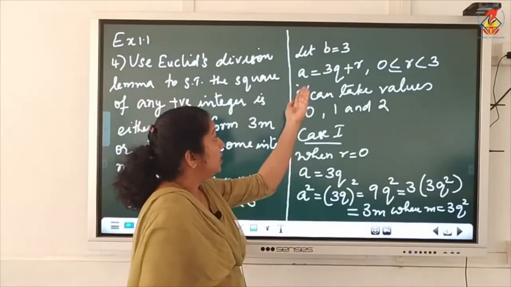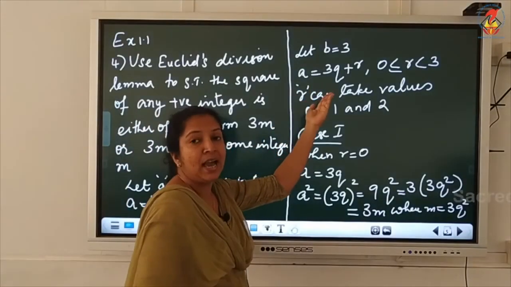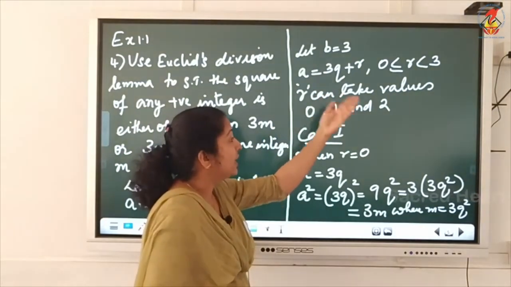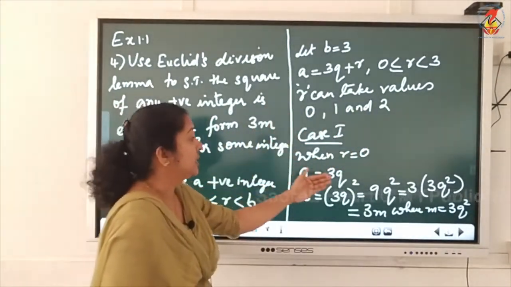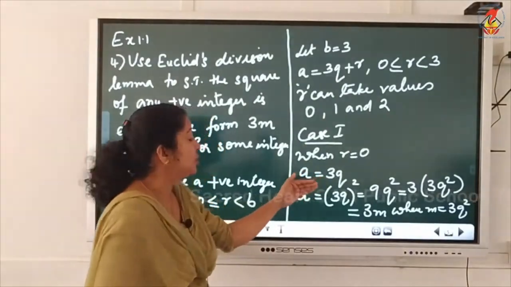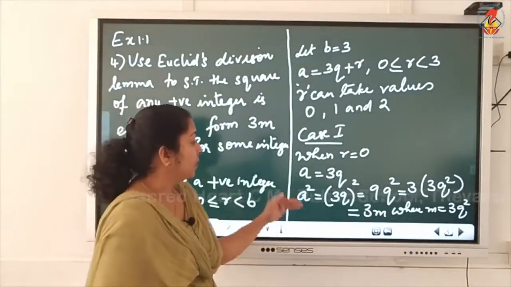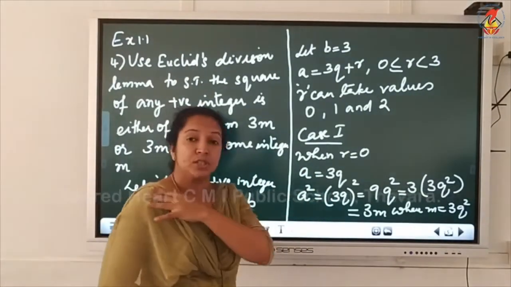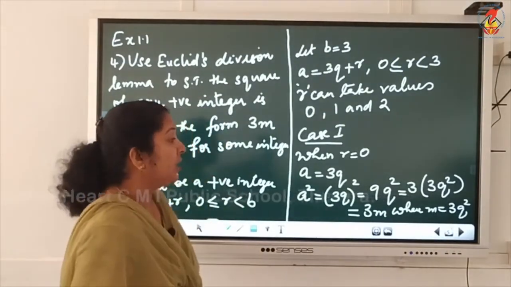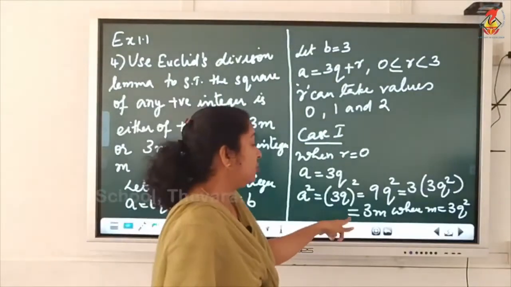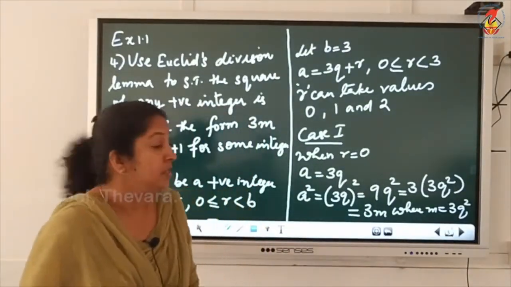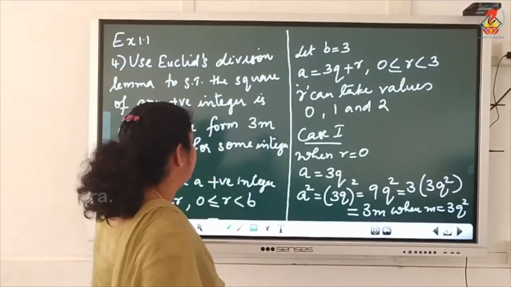So, first we have given b as 3. So, r can take values 0, 1 and 2. Case 1 is when r is equal to 0. When r is equal to 0, a is equal to 3q. So, a square is 3q whole square, which we can write as 9q square, which is 3 into 3q square, which is equal to 3m, where m is equal to 3q square.